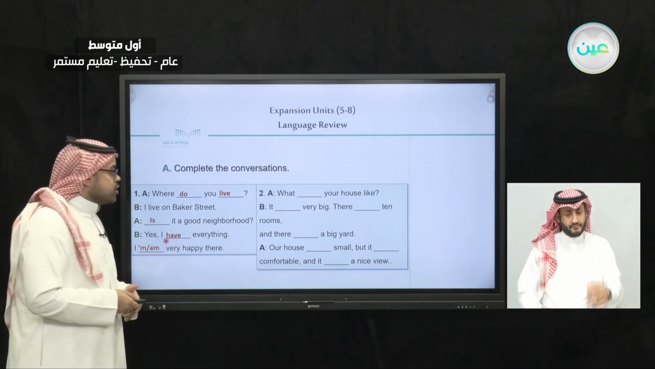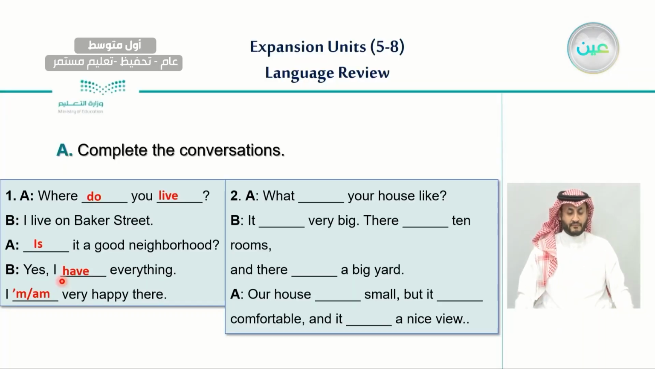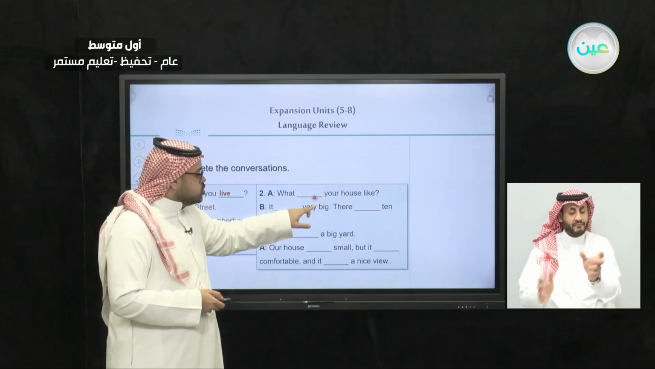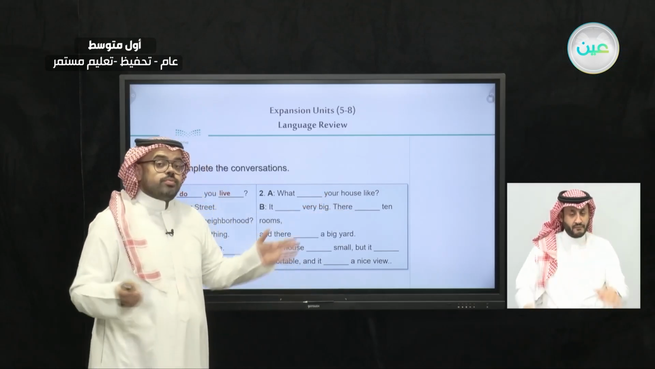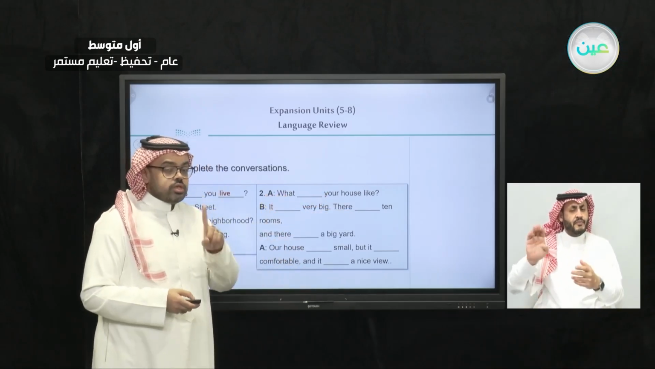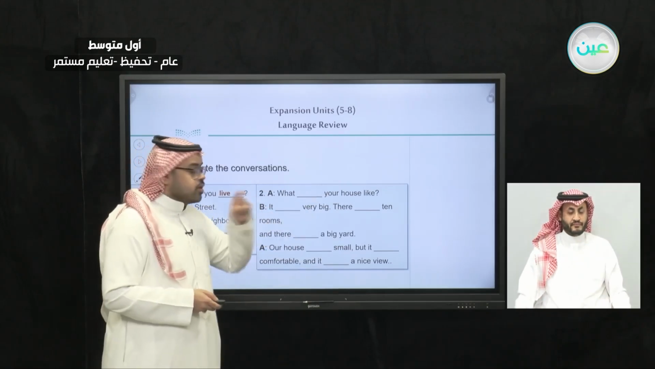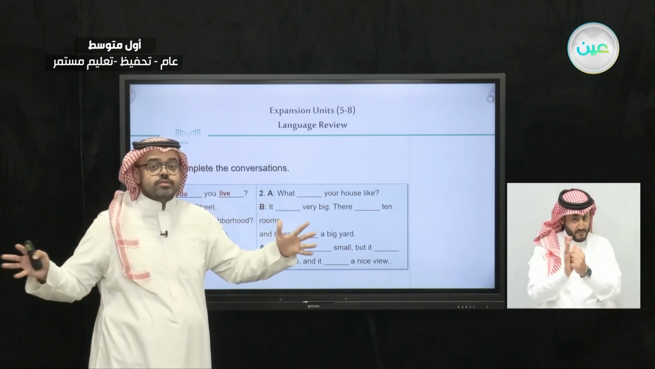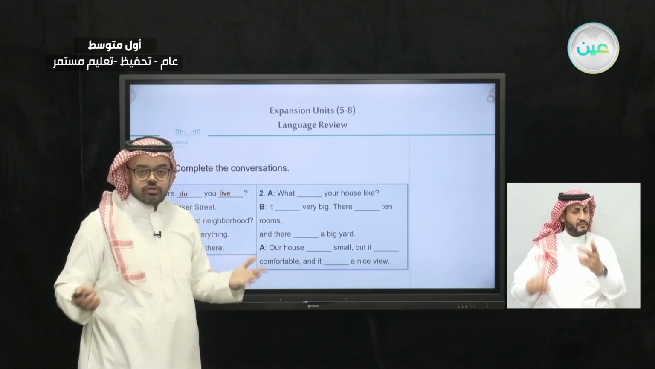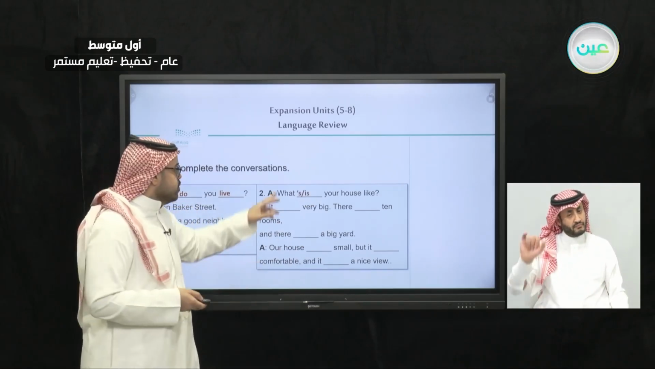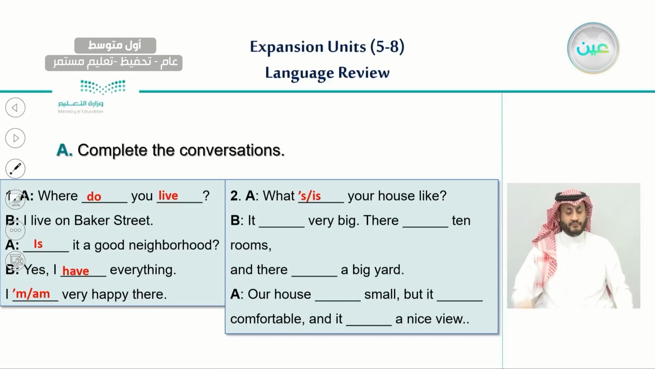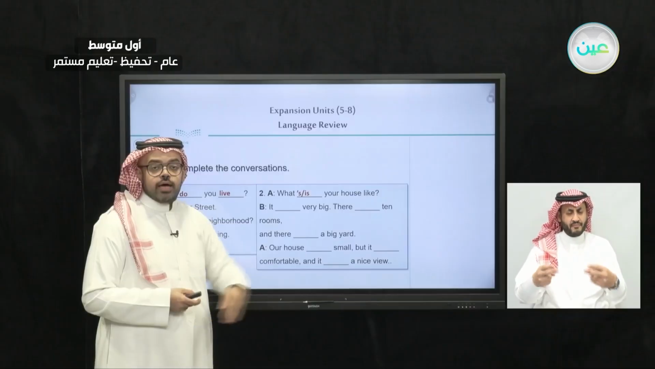Let's move on to the second conversation. So here we have, what is your house like? Now he talks about only one thing. So what is the verb to be that we should add here? He said, your house, not houses, your house. So since it's only one thing, the verb to be will be is. So what's, or what is your house like?